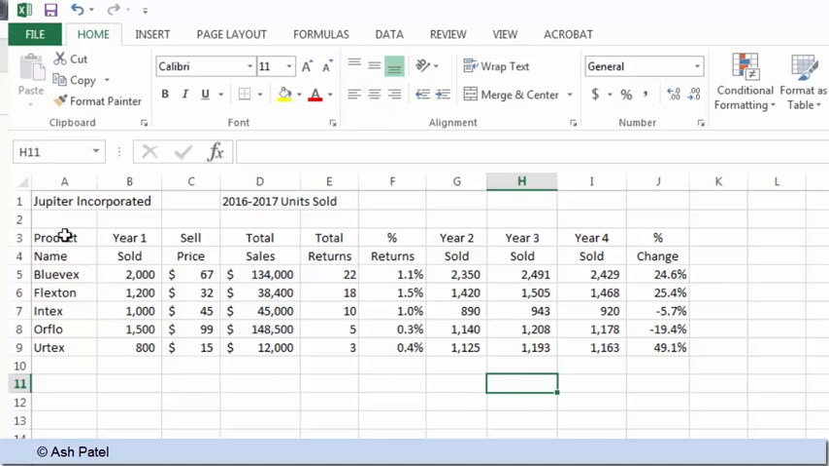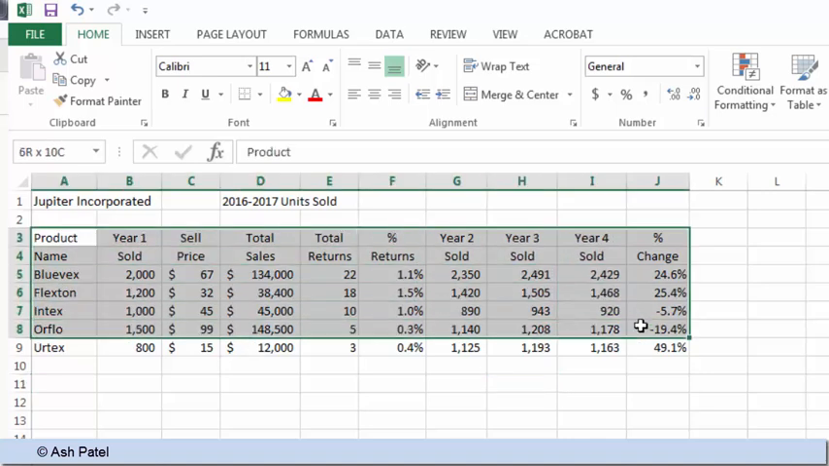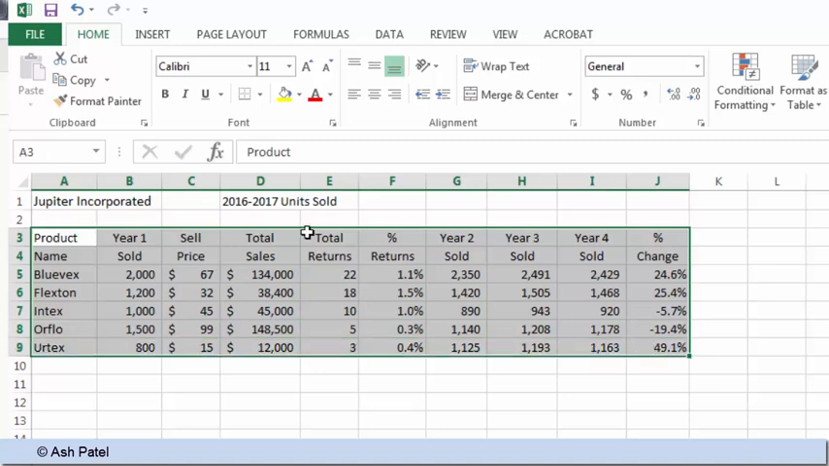Also, I want to put some borders around it. So when you print this on paper, these lines, they don't show up. There is a way to make them show up, but they all show up and they don't look too good. So in order to be more readable for the user, I want to actually have lines. So I'm going to highlight from A3 all the way to J9. And you see up here, there's a borders button, this one.